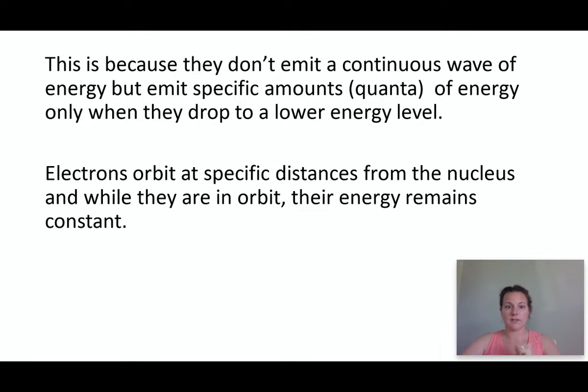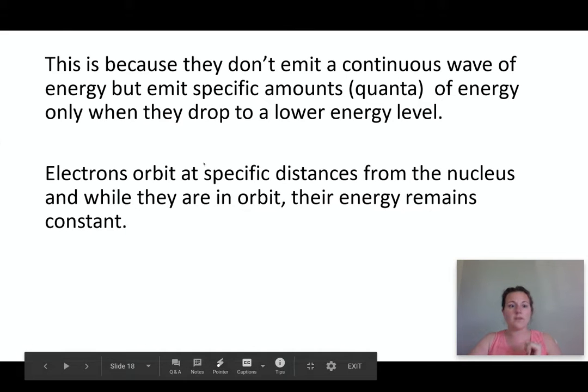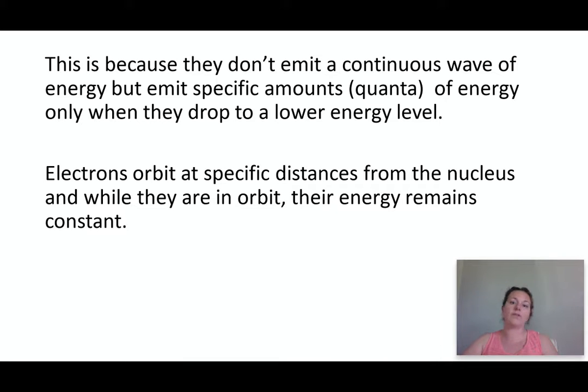So they don't release that wavelength as a continuous wave of energy, but only specific amounts when they change energy levels. And then Bohr also said that electrons orbit at specific distances from the nucleus, and while they're in orbit, their energy remains the same.